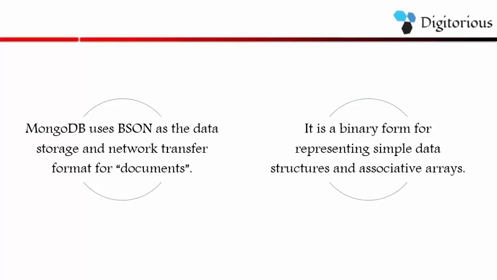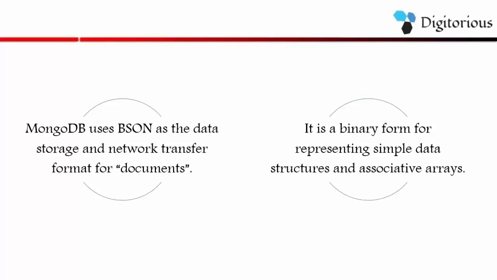BSON documents consist of an ordered list of elements. Each element consists of a field name, a type, and a value. Field names are strings, and the types include string, integer, double, date, byte, array, boolean, null, JS code, etc.